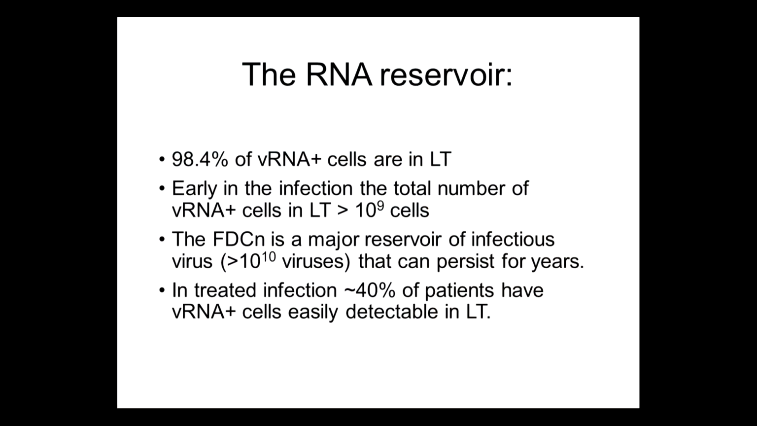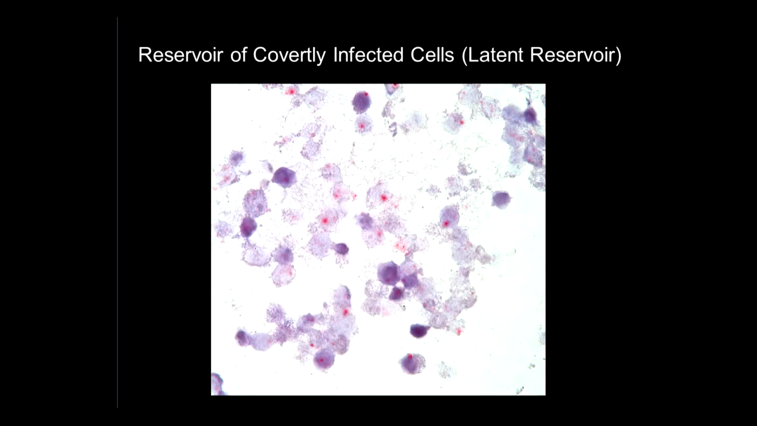So to sum up the RNA reservoir, 98.4% of the viral RNA cells are in lymphoid tissue. Early in the infection, the total number of RNA-positive cells is 10 to the 9th. The follicular dendritic cell network is an underappreciated reservoir. And in treated infection, 40% of patients have RNA cells that are easily detectable. All right, let's quickly move through the DNA story.